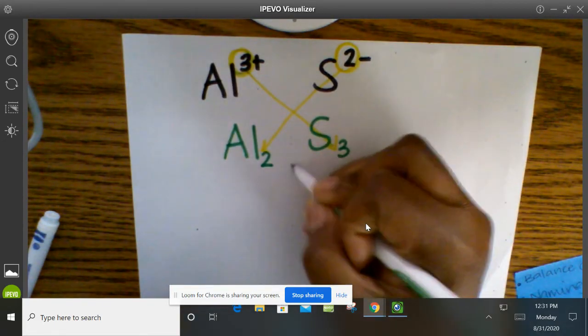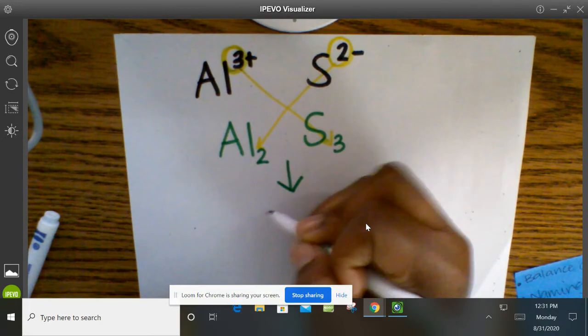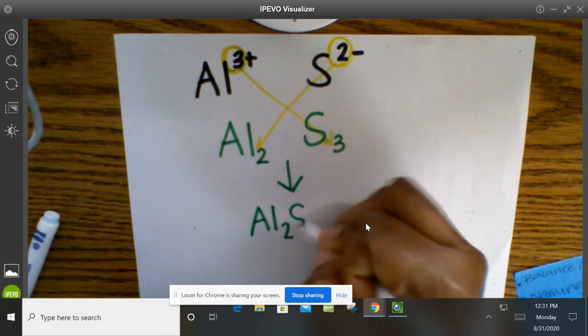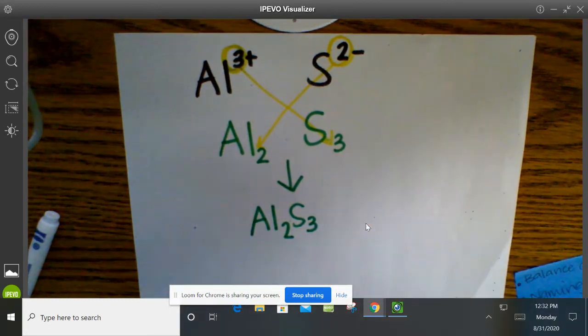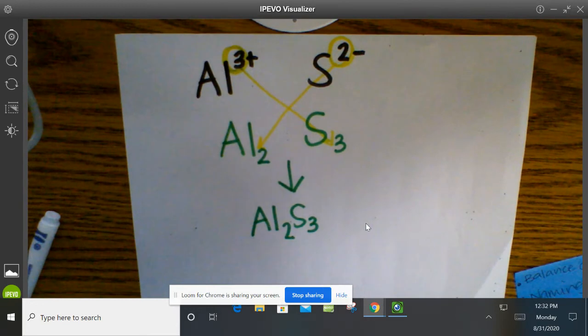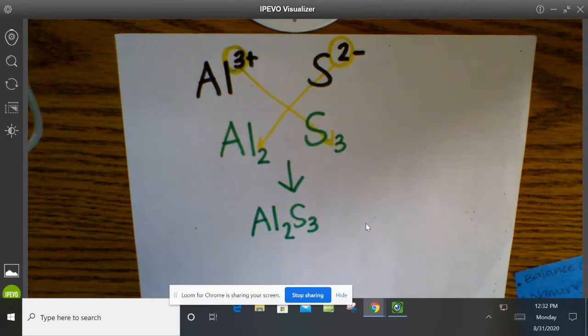All right, and I'm just going to bring it back down here where I actually put them together without the space, Al2S3. I want to check to make sure that I do not need to simplify my formula. You can see the 2 and the 3 cannot be simplified any further, so everything's good to go. And so either method works well.